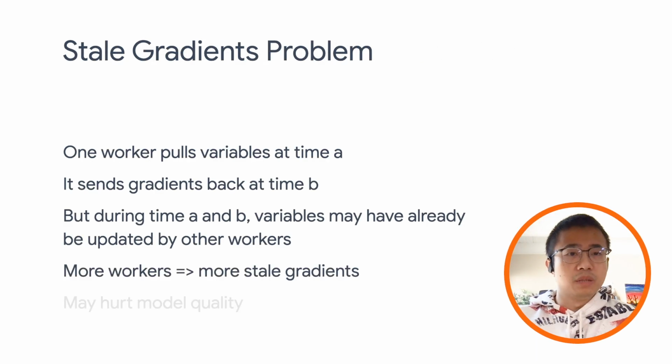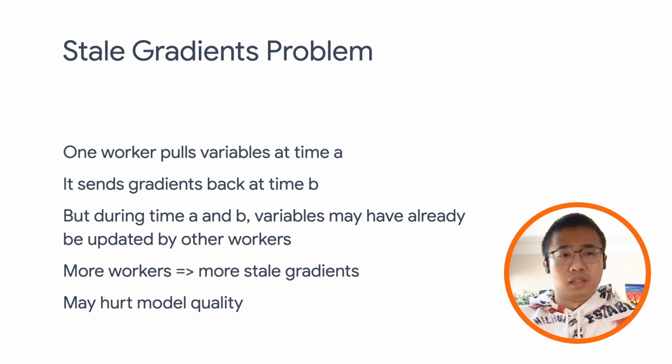So what is the stale gradient problem? Let's say one worker pulls variables at time A, and it sends back gradients at time B. But during time A and B, this variable may have already been updated by other workers. And if we have more workers, we're going to have more stale gradients. Stale gradient problems may hurt model quality, and different models may have different sensitivity to this problem.